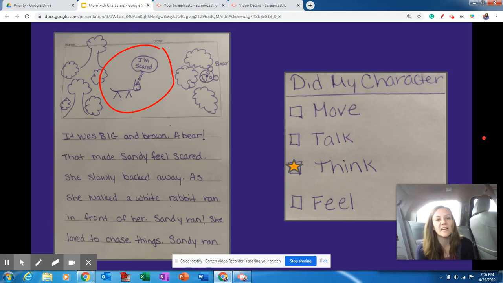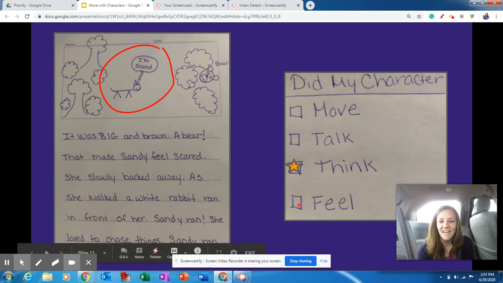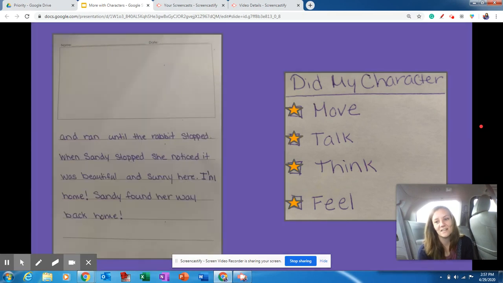Sandy ran and ran. I circled my picture up here because I used a thought bubble. My character is thinking about how she's scared. In her head, she's thinking, "I'm scared." So I went ahead and I put a little star on thinking. I made sure that my character was moving, talking, thinking, and feeling in my story.